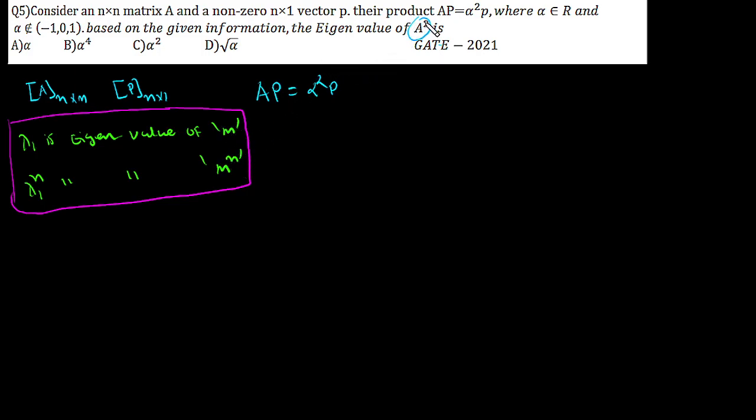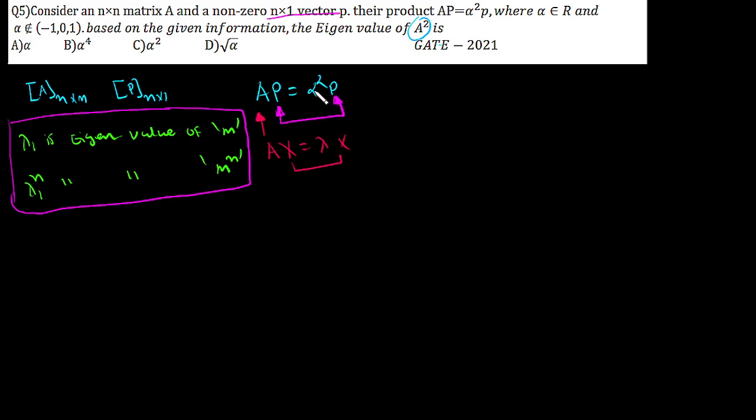Now to find the eigenvalue of A square, first of all we need the eigenvalue of matrix A. So compare this equation AP equal to alpha square times P with AX equal to lambda x. You can see that this P is a vector, given as an n cross 1 vector. This vector repeats on the right hand side also, and here A is the matrix. So let's compare with our general equation AX equal to lambda x. Here x is replaced with P, and A is any general matrix.